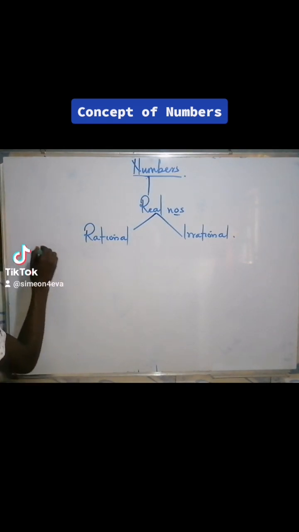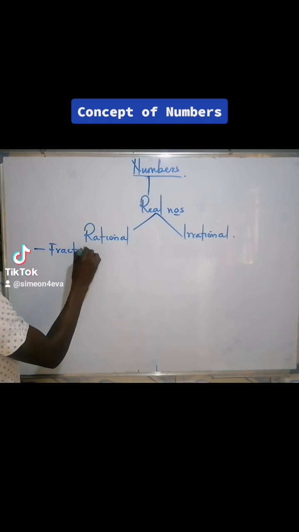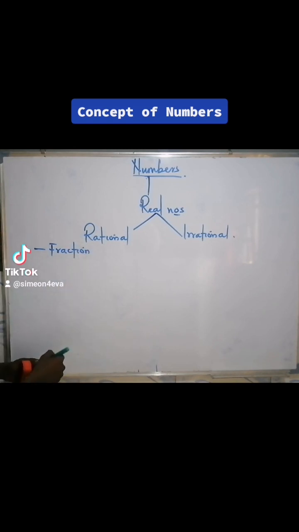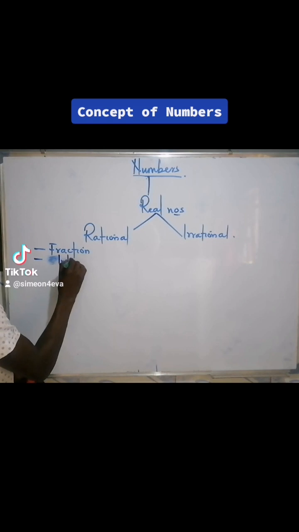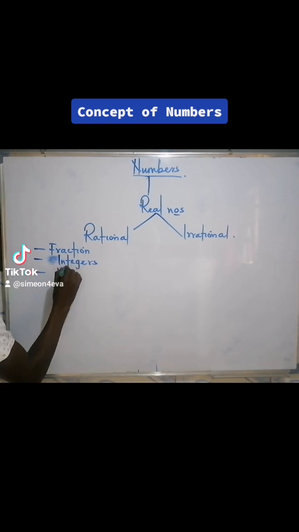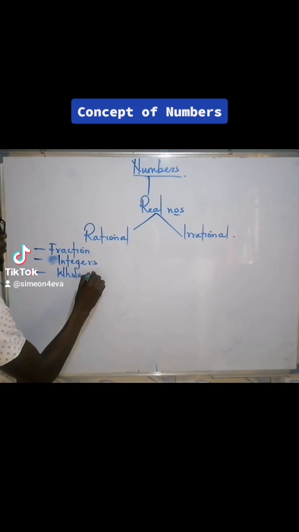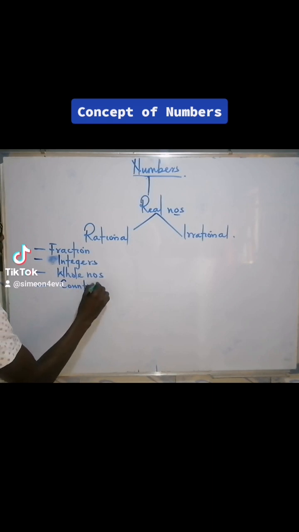Now, under the rational numbers, the first part is a fraction. So all fractions are rational numbers. They are rational, right? The next rational number is all integers. I'm going to be explaining this one after the other. The next is the whole number. The next is the counting numbers.